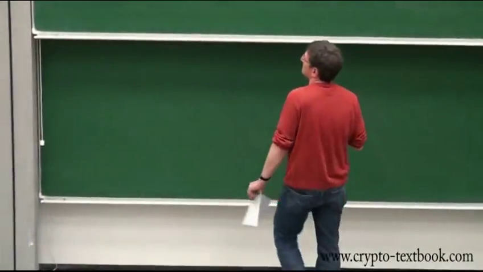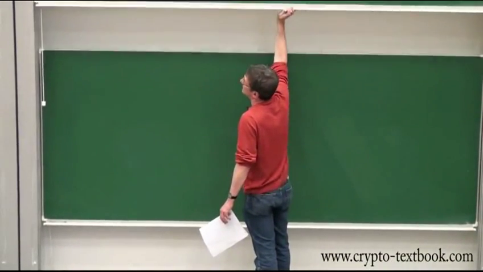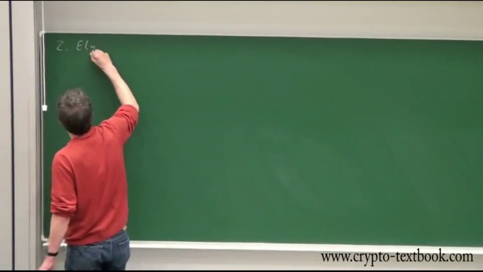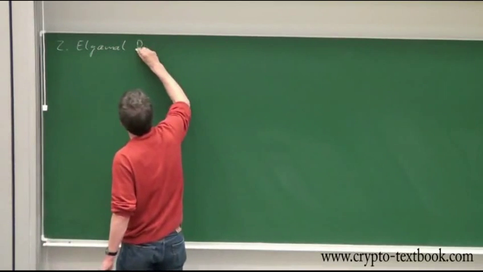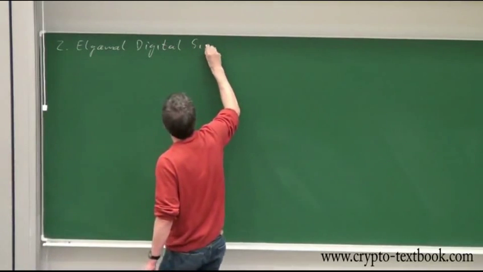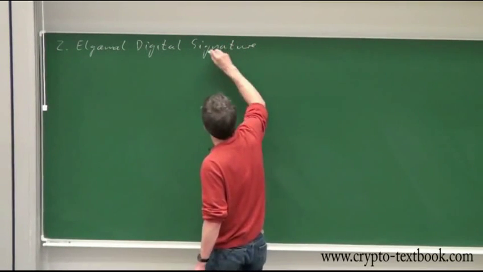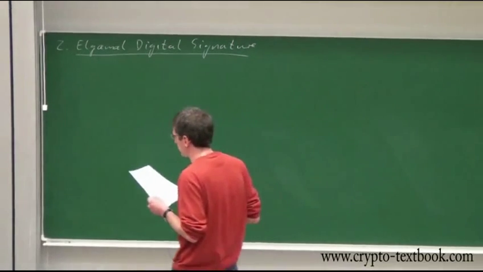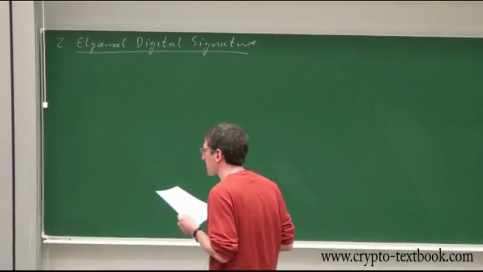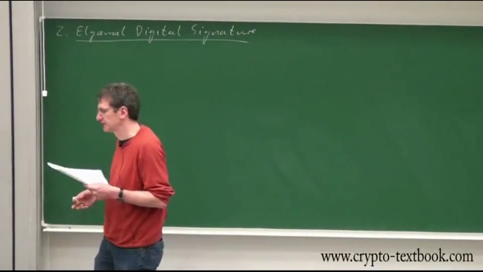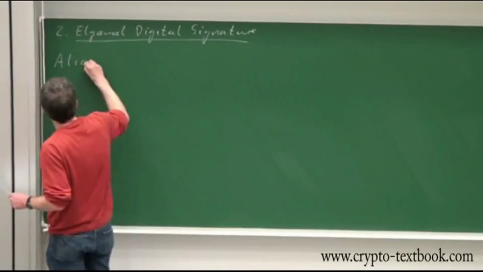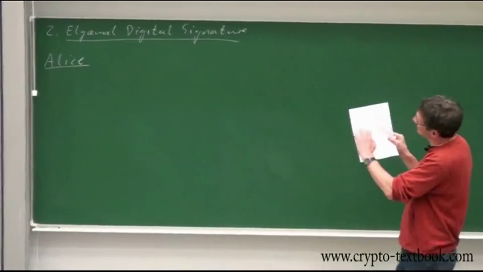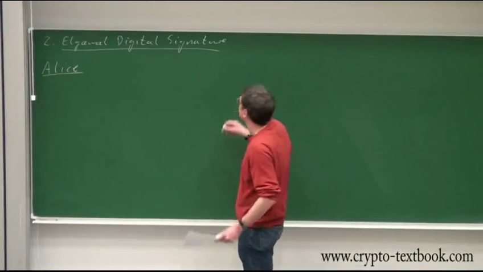So this is chapter number 2: Elgamal digital signature. Okay. So we immediately jump into this protocol here. Again, we look at Alice. It takes a fair amount of space. It took me almost half a page to draw this protocol, so if you want to copy.